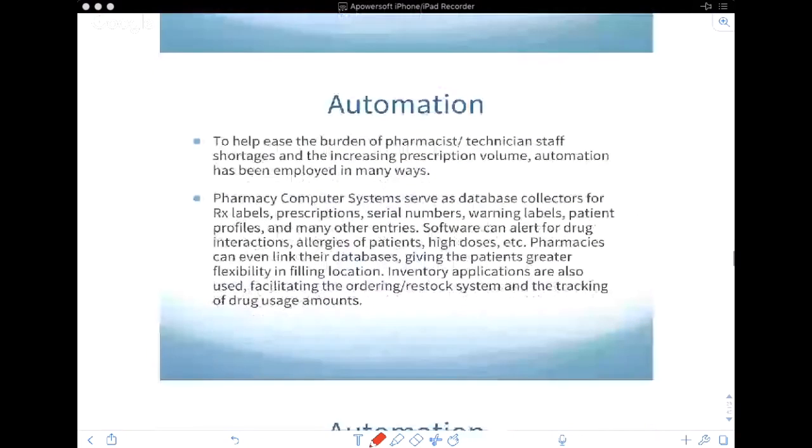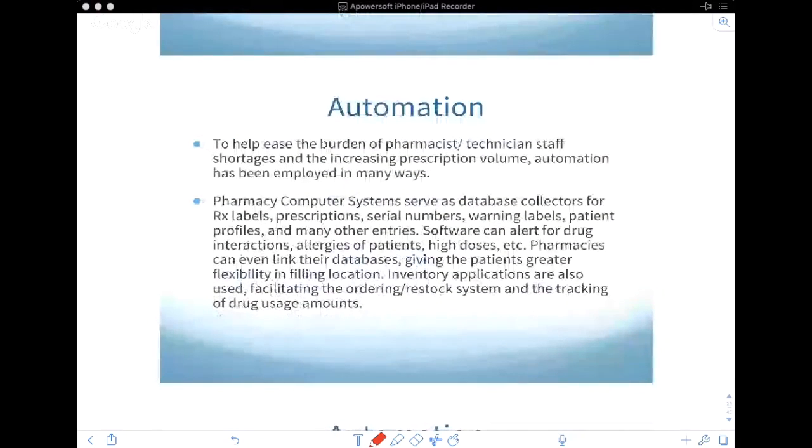All right, automation. I think I previously mentioned that just a few slides ago. But to help ease the burden of pharmacist or technician staff shortages and increasing prescription volume, automation has been employed in many ways. Pharmacy computer systems serve as database collectors for RX labels, prescriptions, serial numbers, warning labels, patient profiles, and many other entries. Software can alert for drug interactions, allergies of patients, high doses, etc. Pharmacies can even link their databases, giving their patients greater flexibility in filling location. Inventory applications are also used, facilitating the ordering, restock system, and tracking of drug usage amounts.